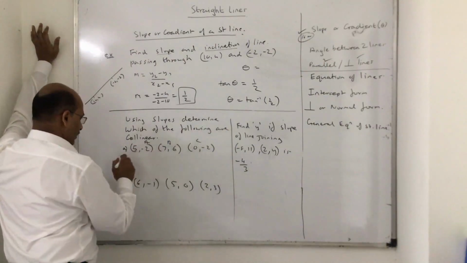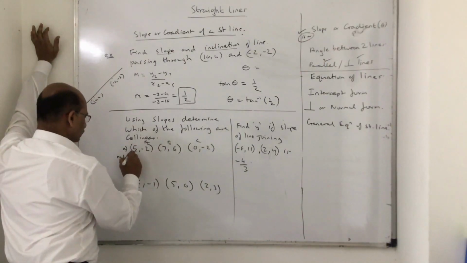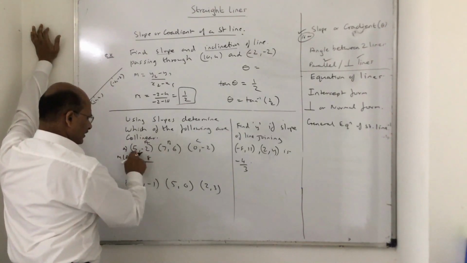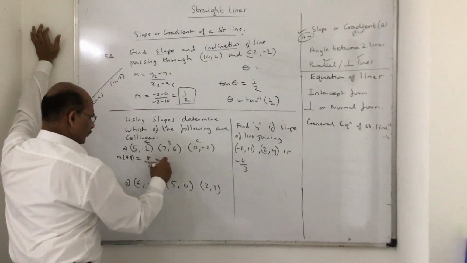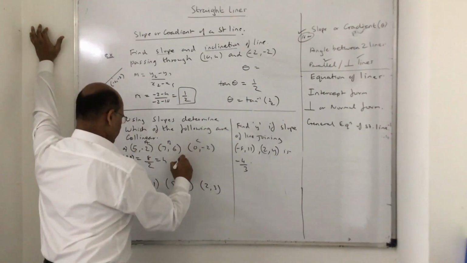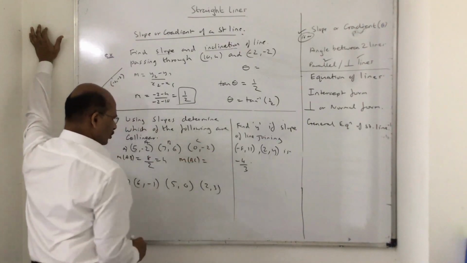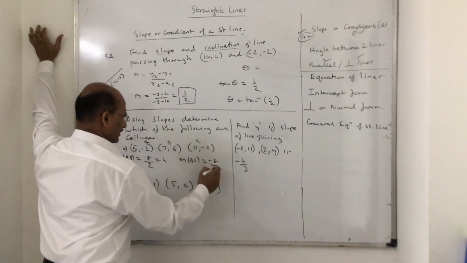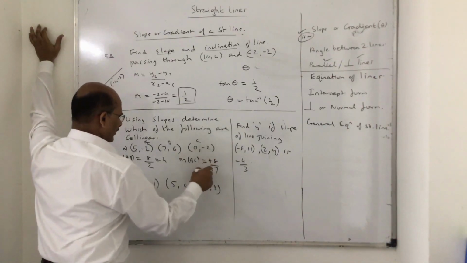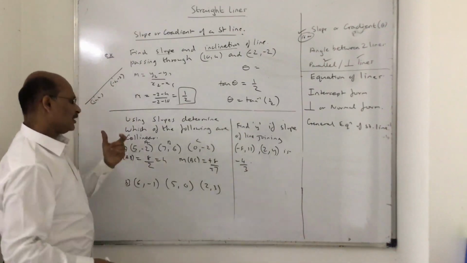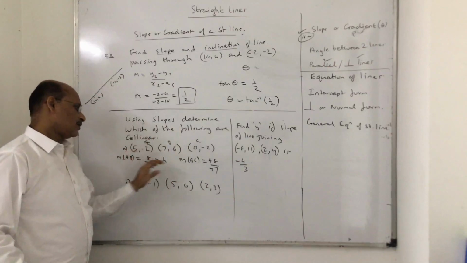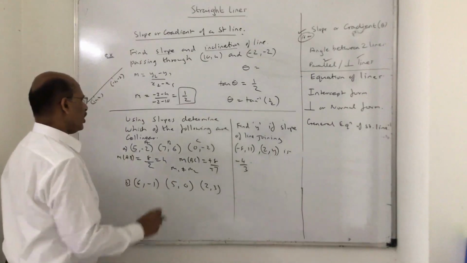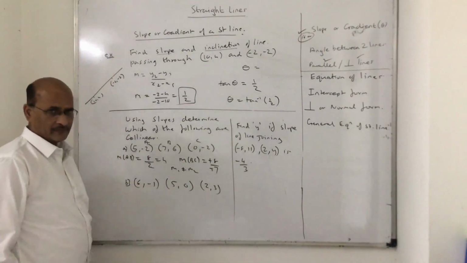I will do the slope of AB. So slope of AB is y2 minus y1 upon x2 minus x1. So the answer is 4. Similarly, let us find the slope of BC. So minus 2 minus 6 is minus 8 upon 0 minus 7, which is minus 7. So definitely the slopes are not the same. Otherwise you can check for AB, BC and AC. As the slopes are not equal, as m1 is not equal to m2, I cannot say that they are collinear.